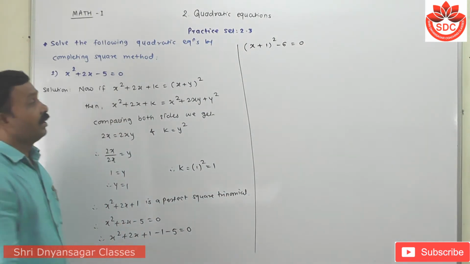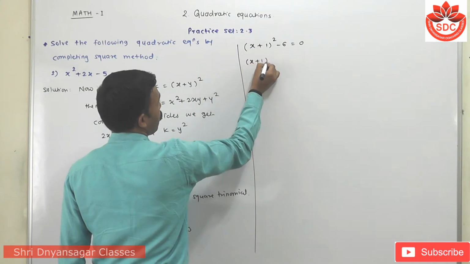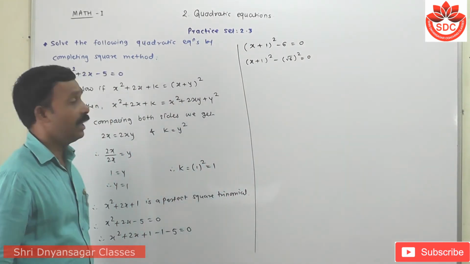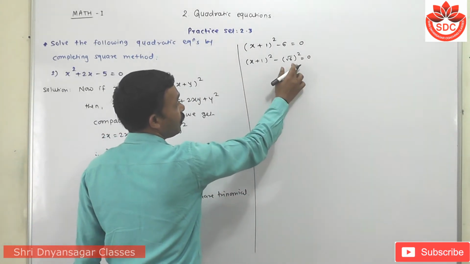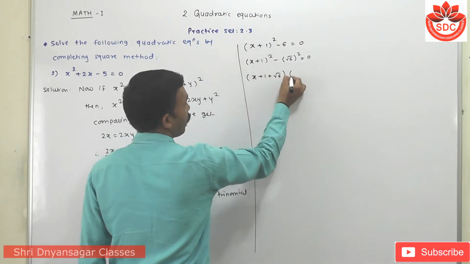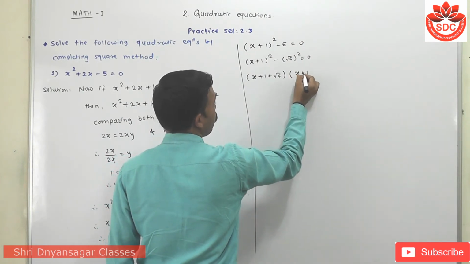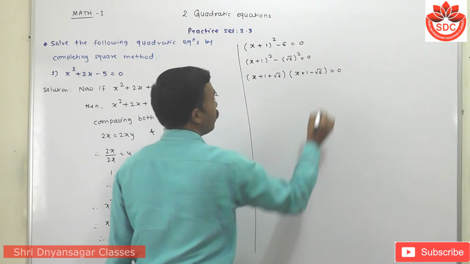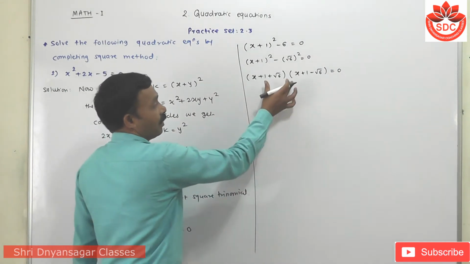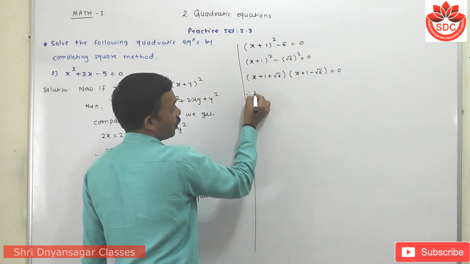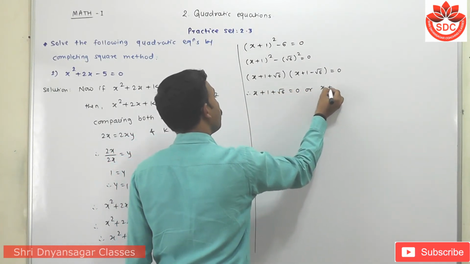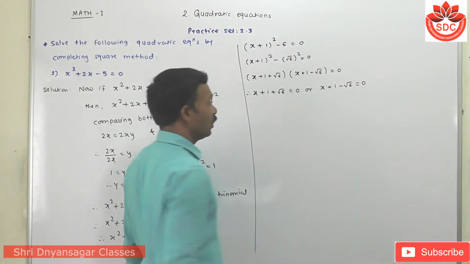Then this is the square of one number. This one number is (x plus 1) square minus root of 6 square is equal to 0. Then this is the identity a square minus b square. By using this identity, x plus 1 plus root of 6, and another one x plus 1 minus root of 6 is equal to 0, meaning a plus b, a minus b. Then if the product of two terms is 0, then at least one of them must be 0. Meaning x plus 1 plus root of 6 is equal to 0, or x plus 1 minus root of 6 is equal to 0.